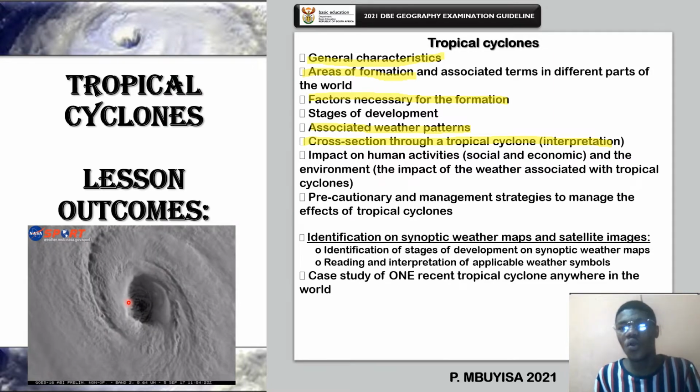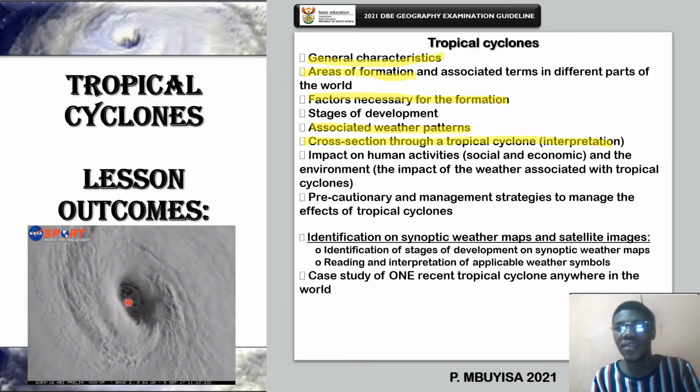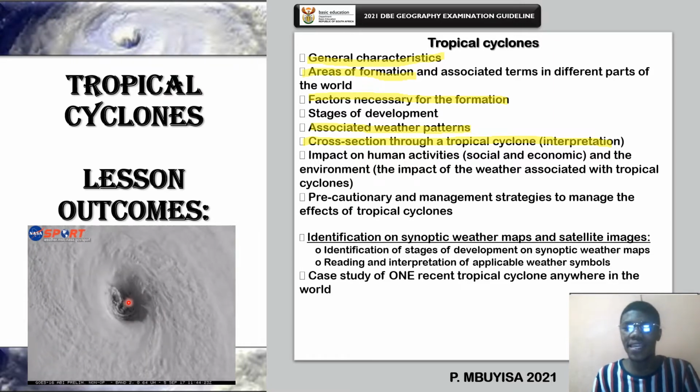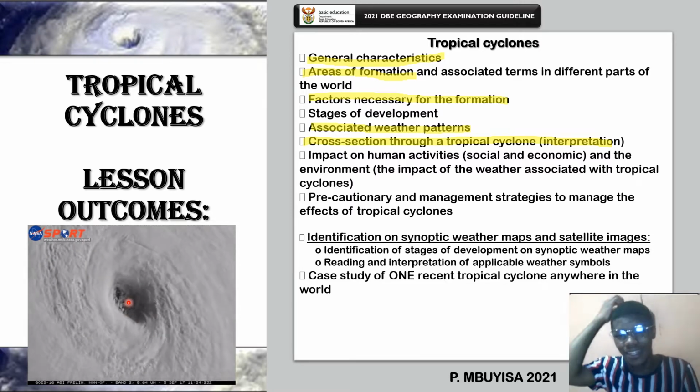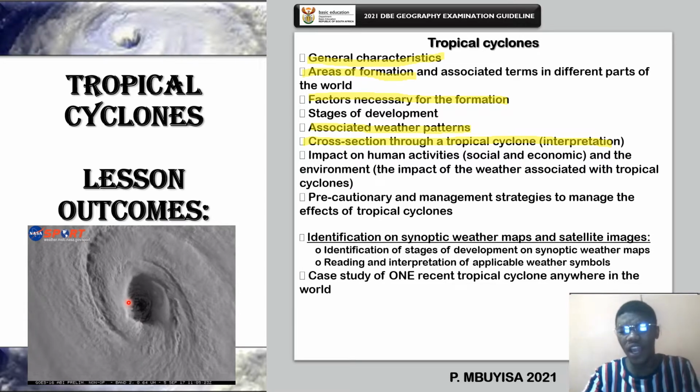Okay, now what else can we think about? We know that these cyclones, again, as a general characteristic, develop over the ocean.